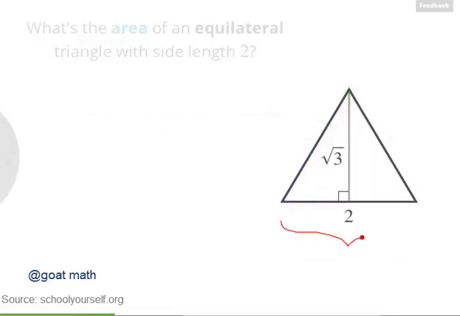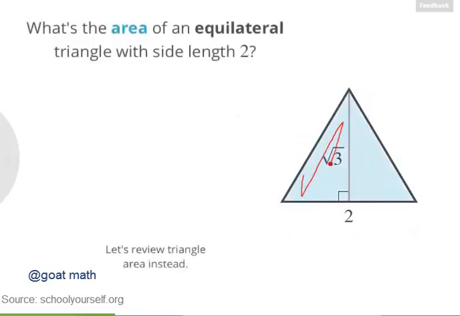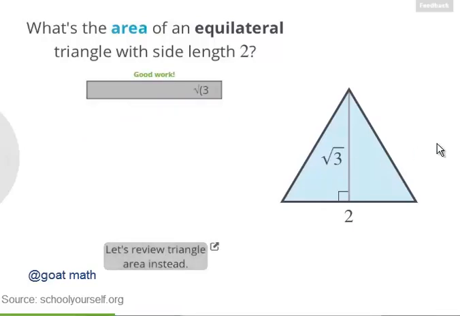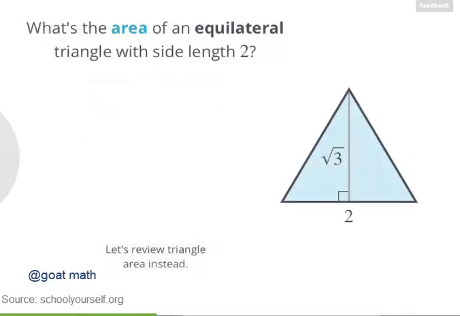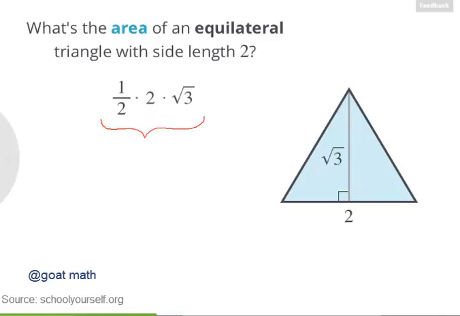So now you know the base has length 2 and the height has length root 3. So then what's the area of this equilateral triangle? Right, the area of any triangle is 1/2 times the base, which is 2 for this triangle, times the height, which is root 3. And if we multiply this all together, the 1/2 and the 2 cancel out, leaving us with root 3. So the area of an equilateral triangle with side length 2 is the square root of 3.